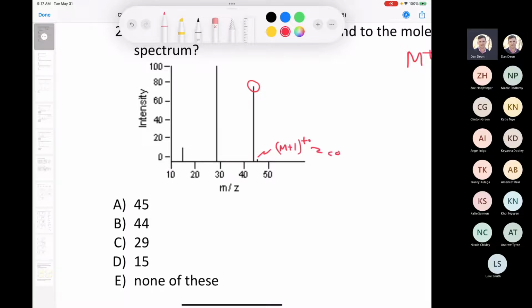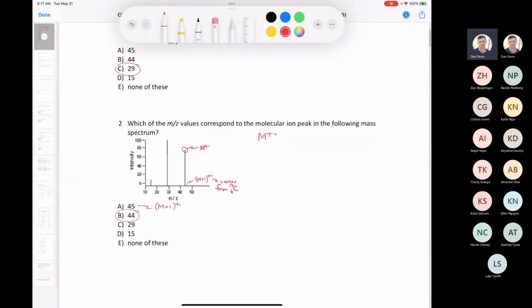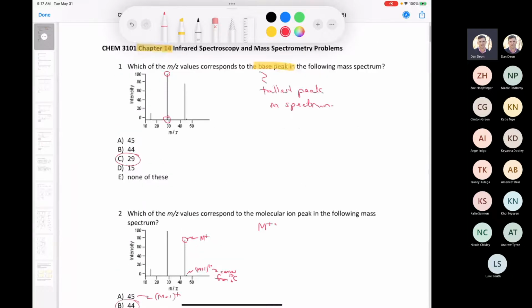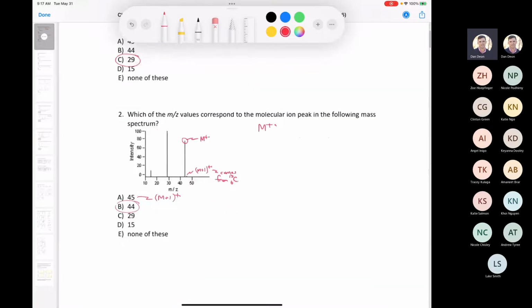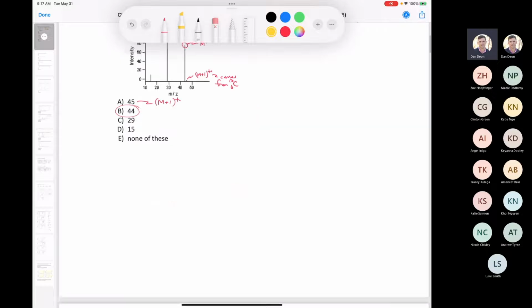So this comes from carbon-13, which is about 1% abundant, and therefore this would be our molecular ion, which has a mass of 44, and this is the M+1, which again comes from carbon-13. So now we've identified a molecular ion and a base peak. Again, the base peak is the tallest peak. The molecular ion is the mass of the parent, and in this case, we kind of solved it by process of elimination. Let's move on.